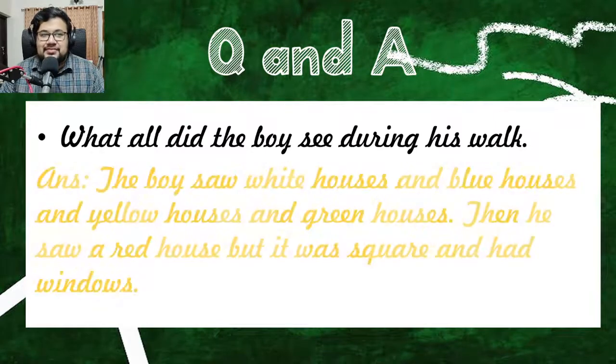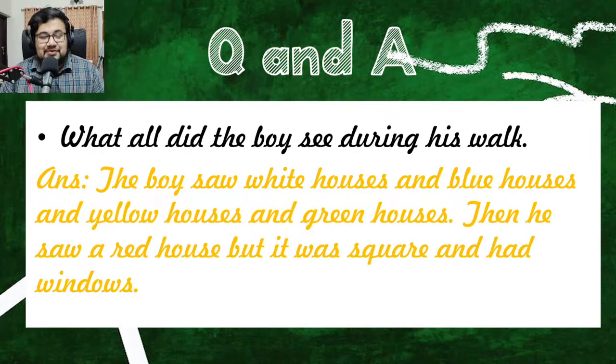What did he see? Yes, very good. The boy saw white houses and blue houses and yellow houses and green houses. Then he saw a red house, but it was square and had windows. So he saw many houses of different colors, and he also saw a red house, but did that house fit all the requirements?